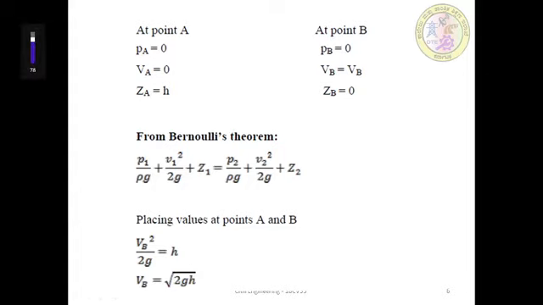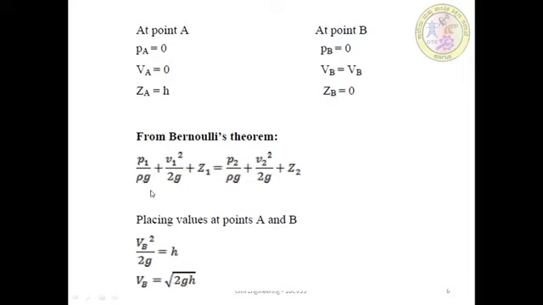Okay, so now here at A, the velocity is 0, because it is open to atmosphere, and at B there is a flow of the fluid, so the velocity at B is non-zero. And whatever the potential head at A is, the head of the water, it is H. So ZA is H, whereas ZB is the position at the level of the orifice, so that potential head is not there, so it is 0.